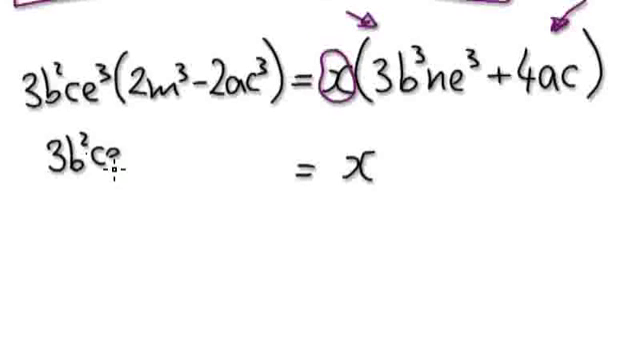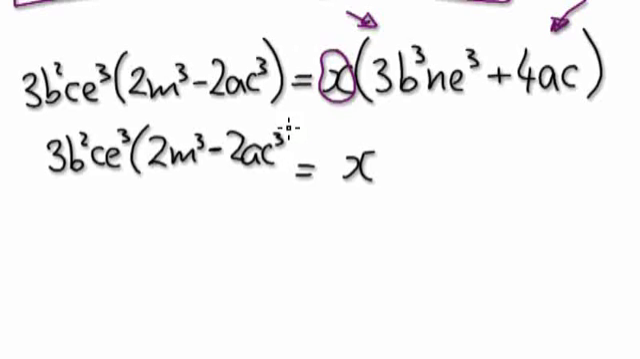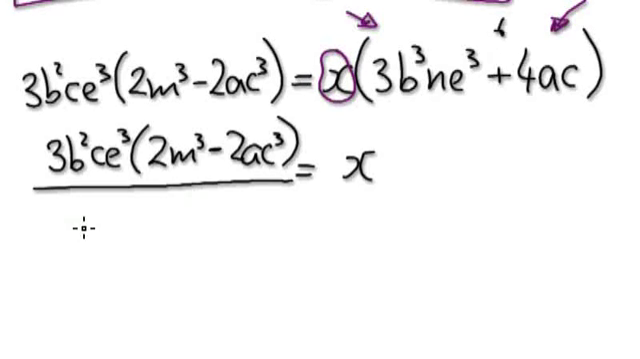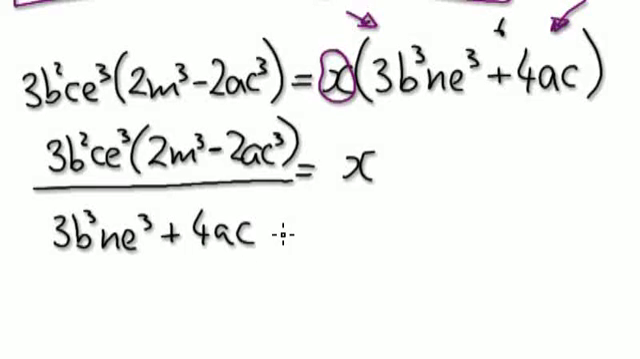On the left hand side it will be 3b squared c e to the power of 3, bracket 2m to the power of 3 minus 2ac to the power of 3, close it off, and then divided by the whole thing over here, which is 3b to the power of 3 ne to the power of 3 plus 4ac. So you're done. So x is now the subject. You could multiply this out if you wanted to, but leave it as one block.